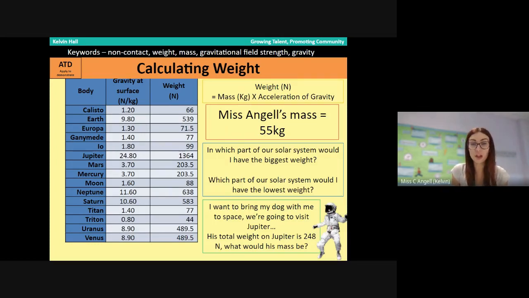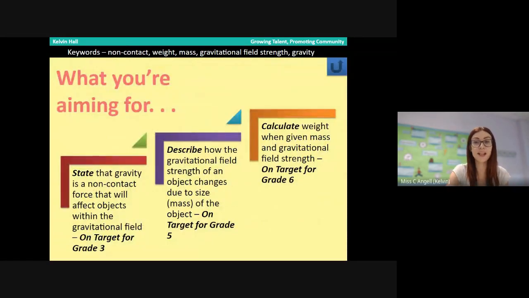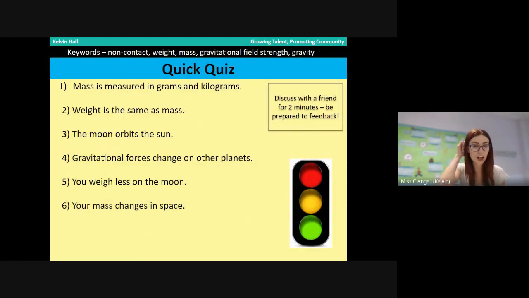Well done to you all who attempted these challenge questions. So we've been able to reach our target grade of a challenge 6, calculating weight. Let's go back over and see what we can remember. I'm going to ask you 6 questions, and then I want you to talk about them with your friend before you feed back to your teacher.